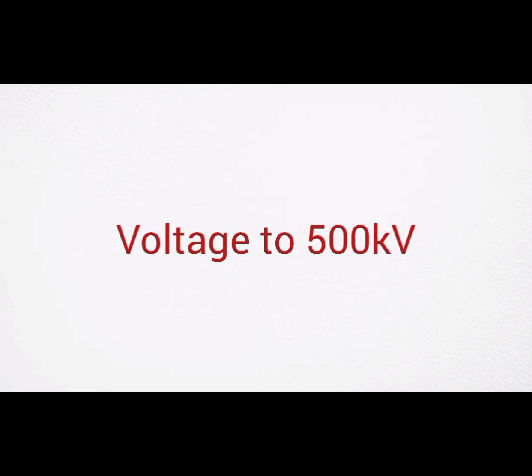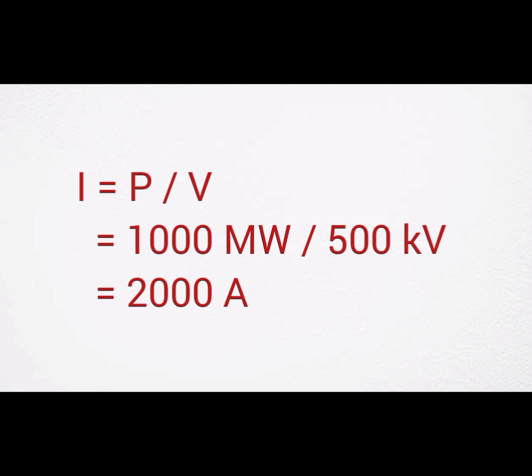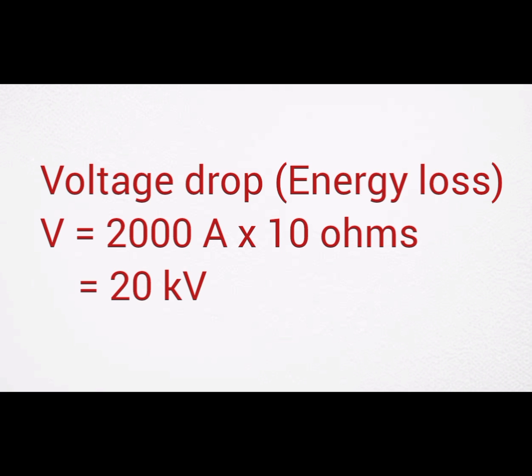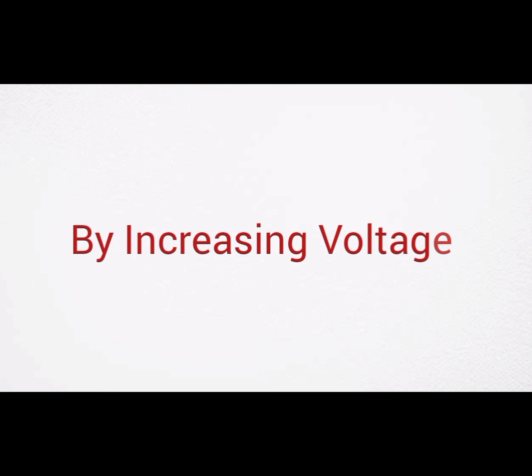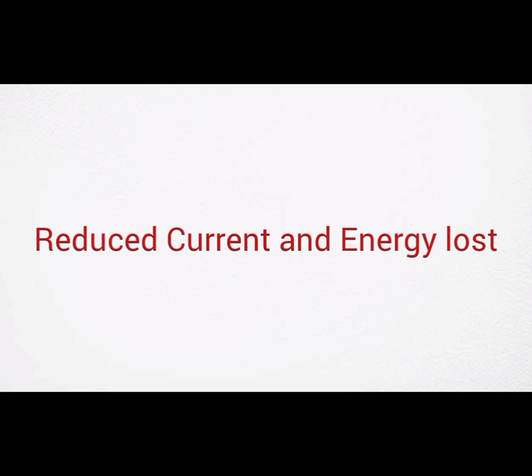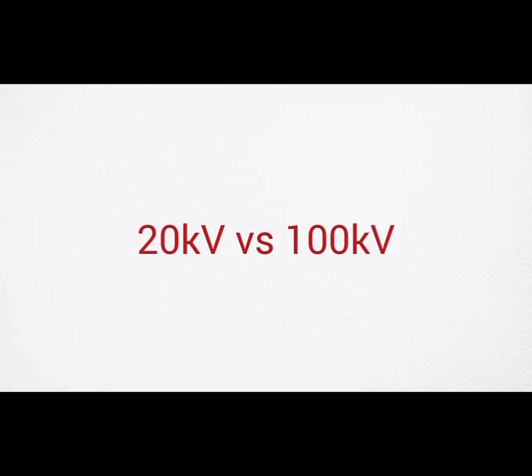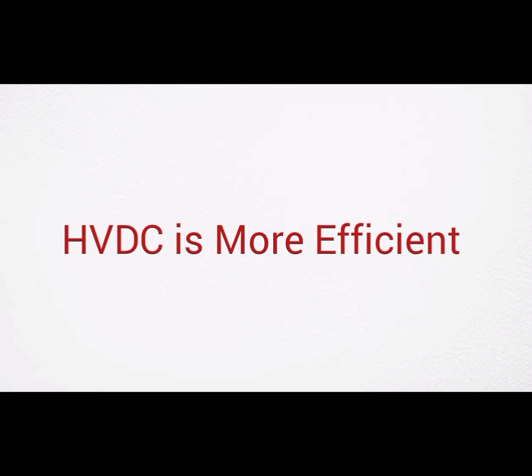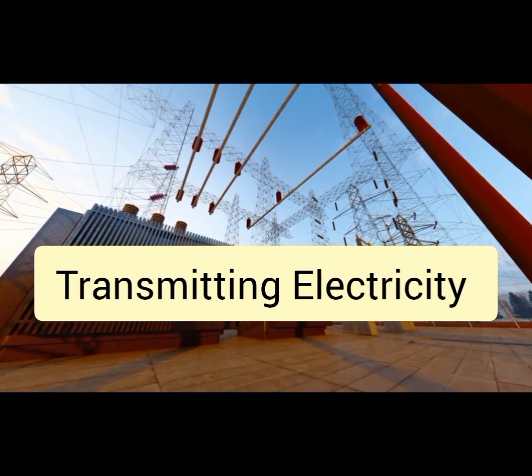Now, let's increase the voltage to 500 kV. I equals P over V equals 1000 MW over 500 kV equals 2000 amperes. V equals 2000 amperes multiplied by 10 ohms equals 20 kV. By increasing the voltage, we've reduced the current and subsequently the energy loss: 20 kV versus 100 kV. This is why high voltage transmission is more efficient for transmitting electricity over long distances.